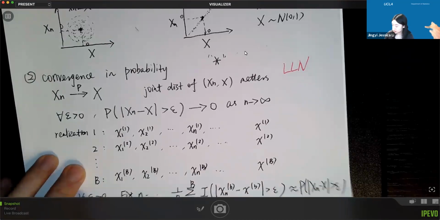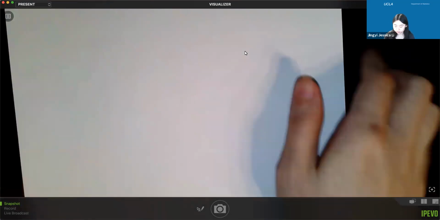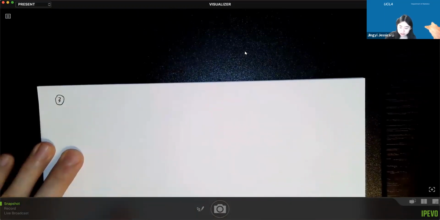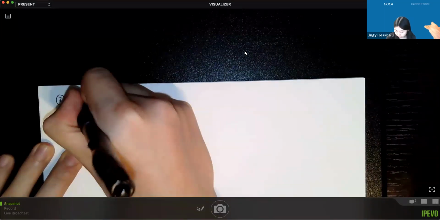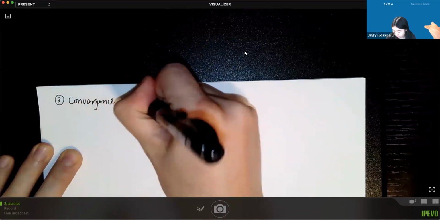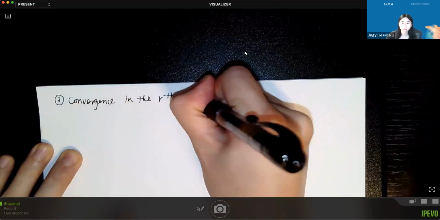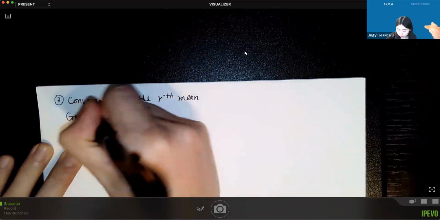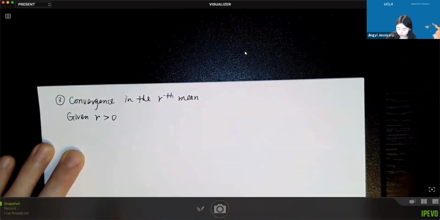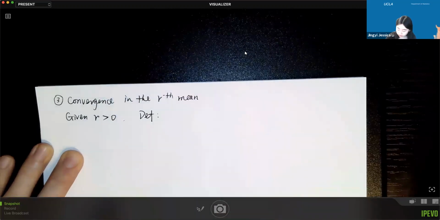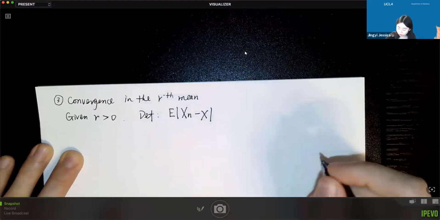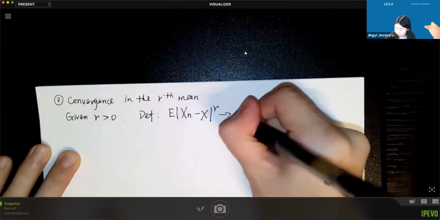Okay, so next is about the third convergence mode. In this book, the Ferguson book, the large sample theory book, this is called the convergence in the Rth mean. And how do we define it? Here we are given a positive R. The definition is that the expectation of the absolute difference, Xn minus X, the limit, raised to the power R, converges to 0 as n goes to infinity.